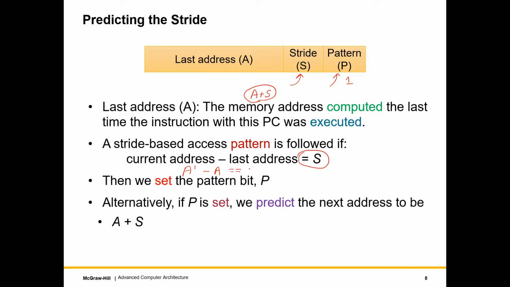So I should use a double equal to because it is clear it's an equality and not an assignment. So we pretty much check whether A dash minus A is equal to the stride. If a stride based addressing pattern is indeed being followed, this will be equal to the stride. So we update the last address from A to A dash. The stride of course remains the same and the pattern bit is set to 1 if it is not already 1. Alright. But let us say that a stride based addressing is not being followed, then we have a choice.